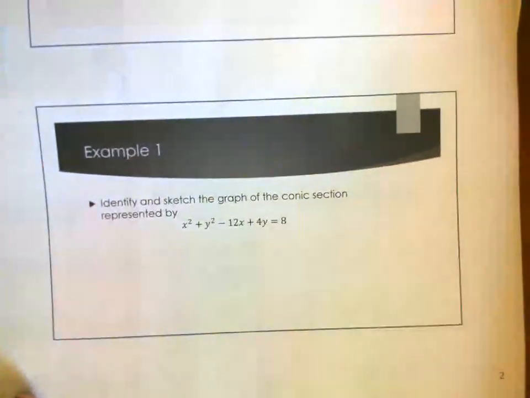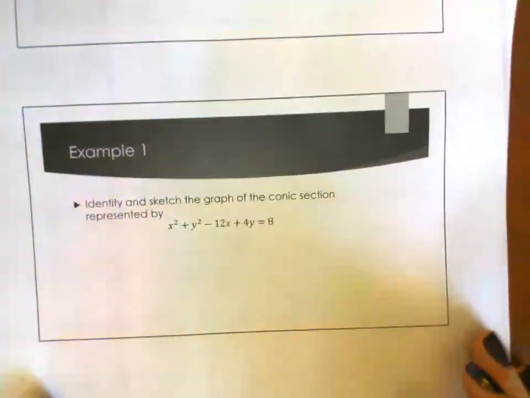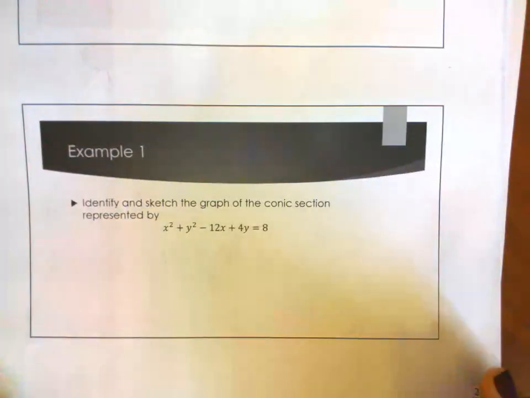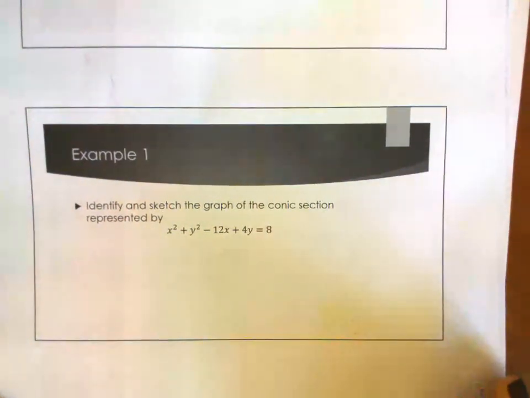So here, it's going to get a little trickier. We've looked at how to identify a conic section from standard form, but now we're looking at the general form. So with this one, if you had to make a guess, what do you think it would be and why?